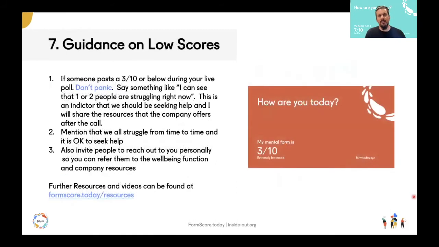So a bit more guidance on the low scores. If someone posts a 3 out of 10, just really do comment on it. Don't ignore it. I can see that 1 or 2 people are struggling right now, and we're not going to know who these people are. So we need to invite them to take some action.